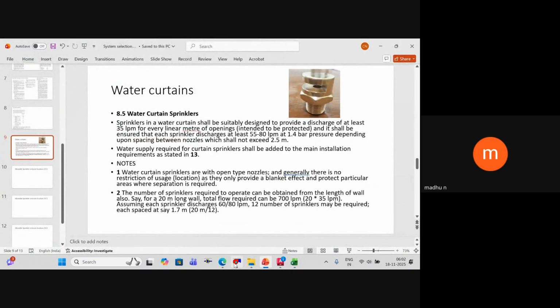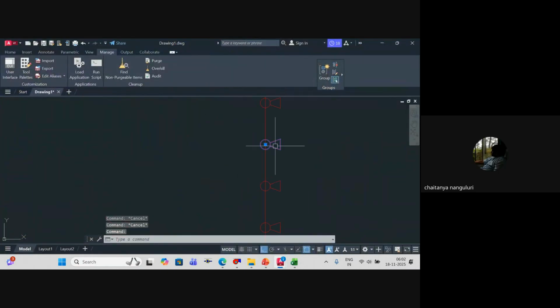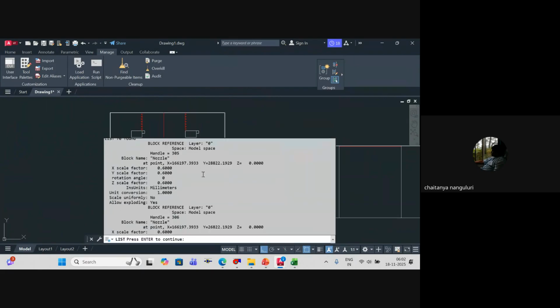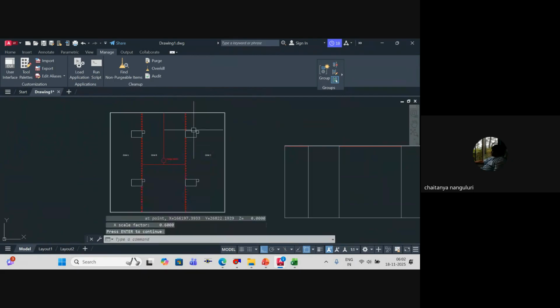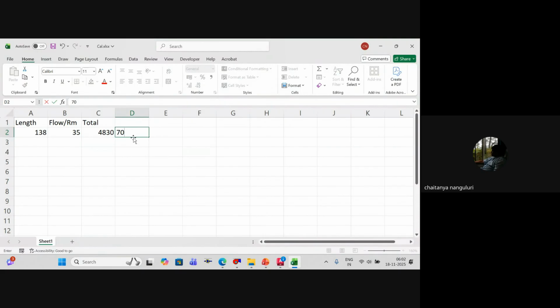Then calculate the number of nozzles. So, select similar, list. So, the total number you got is 70. So, total is 70. 70 is the number of nozzles.